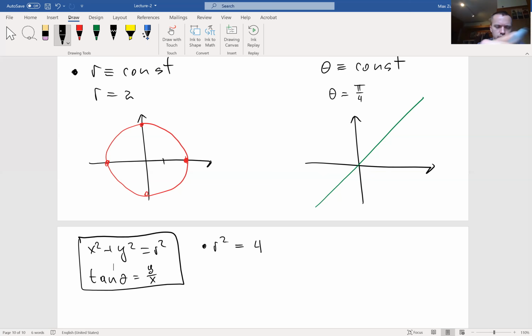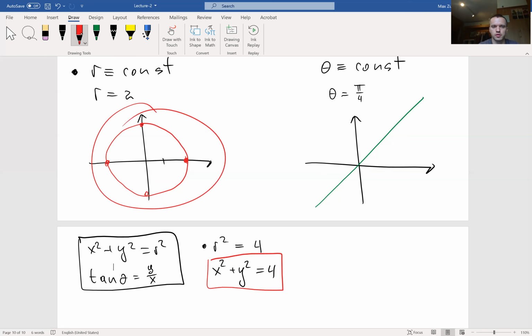Oh, actually, yeah, it's going to be 2. Then r squared is equal to x squared plus y squared is equal to 4. So that is going to be the Cartesian equation of this circle over here. In other words, to find the Cartesian equation, if you're given the polar one, you just need to find how to get rid of r and theta inside your equation.